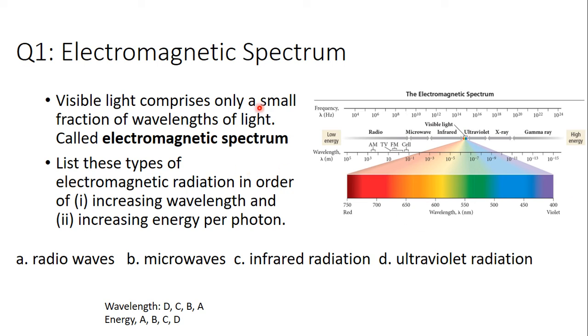So our first question is just looking at understanding light. List these radiations in terms of first increasing wavelength. So the smallest wavelength, your highest energy, is UV radiation, then infrared, then micro, then radio. Then the energy of the waves, well, that's going to be the opposite trend. Your radio waves have the longest wavelength, so they're also the lowest energy. So if we rank them from low to high energy, it's A, B, C, D.